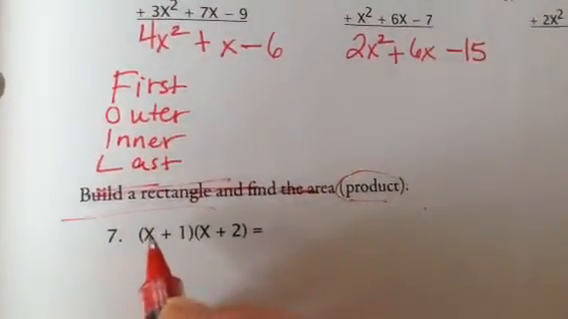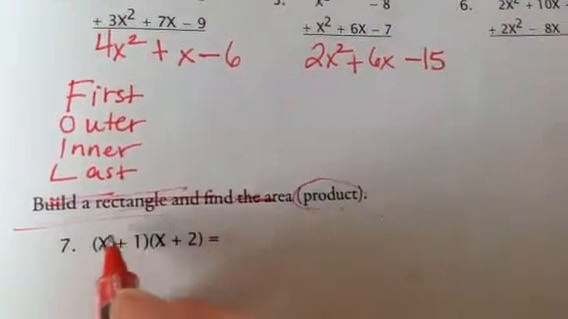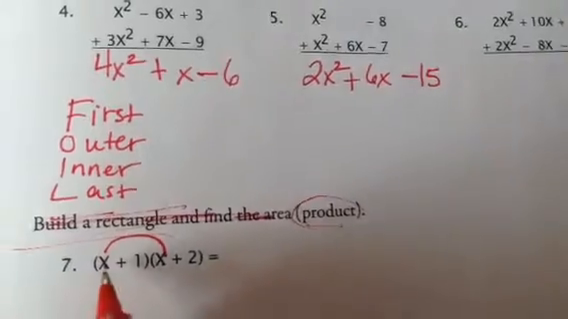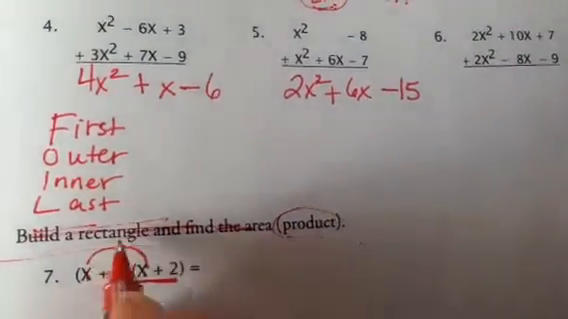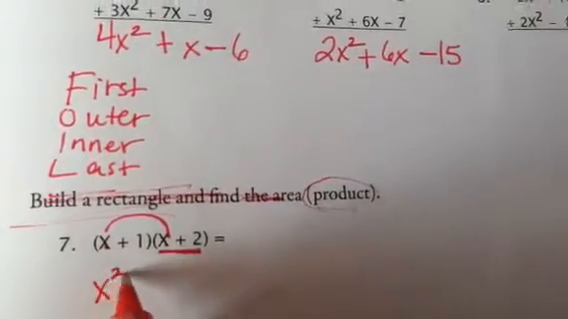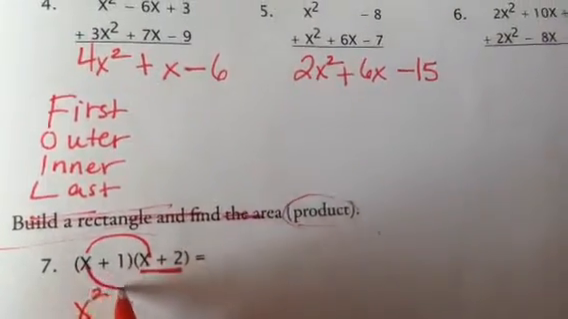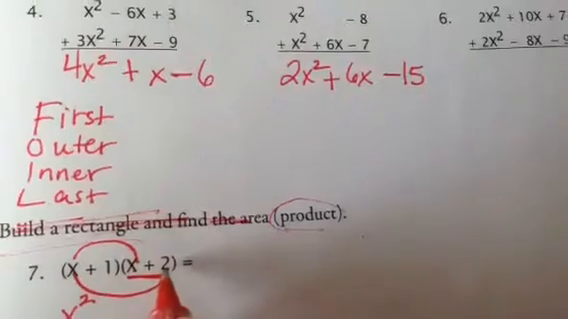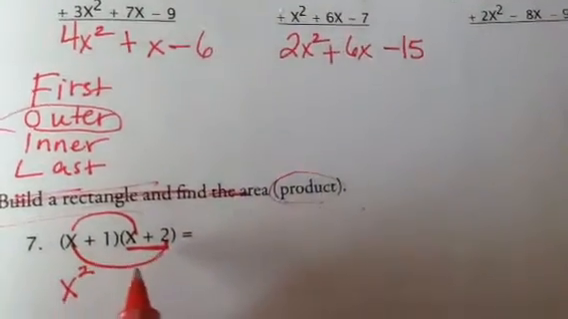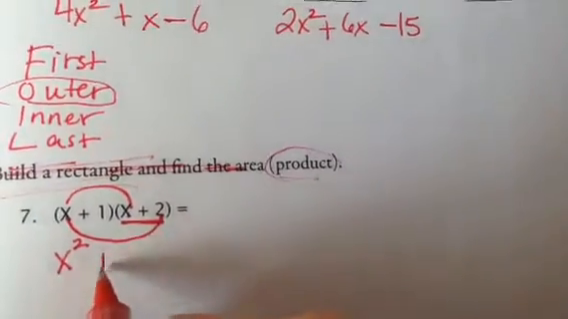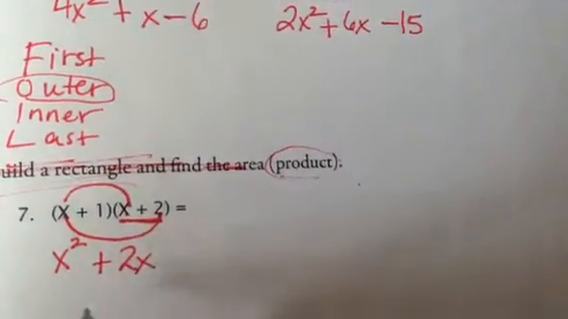What it's saying is here are your first two terms, and it wants you to multiply those two together. You're going to take this x and multiply it times everything over here. So x times x is x squared. And then you're going to do the outer terms, these are your outside terms. x times 2 is 2x.